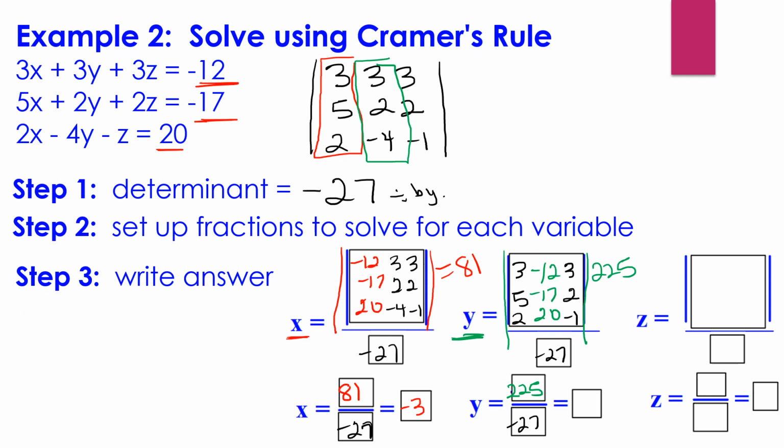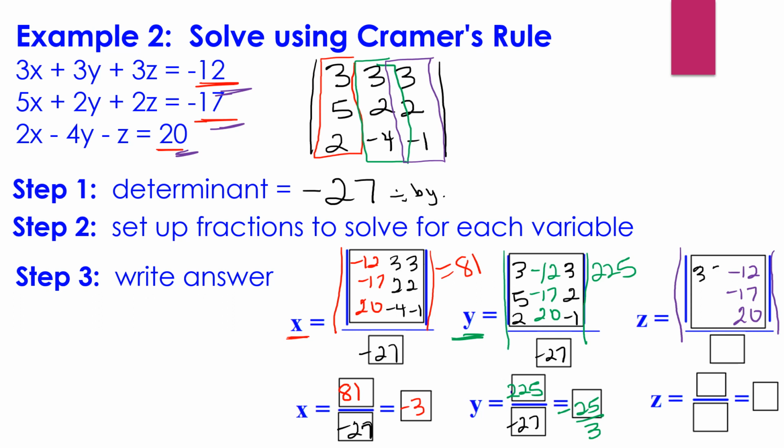Now, when we simplify this one, it does not work out evenly. That's totally fine. It will be negative 25 divided by 3 because everything is divisible through by 9. And last but not least, find the determinant of our new Z matrix. So we're going to take the last column, 3, 2, negative 1, replace it with those constant values. So the far column is now negative 12, negative 17, and 20. The other elements stay the same.